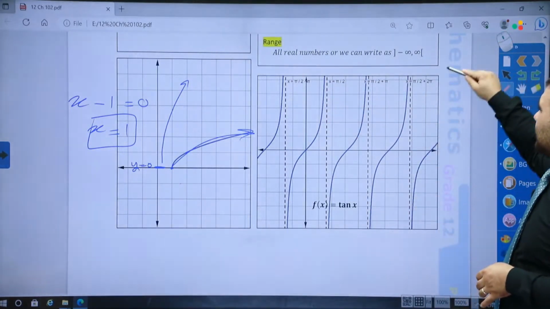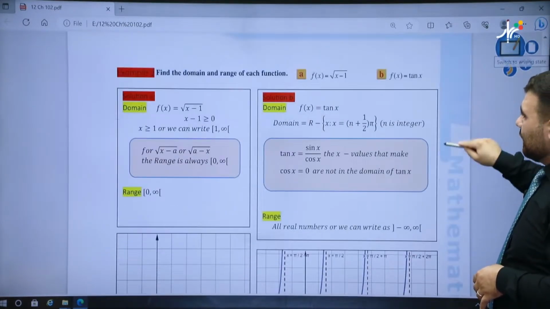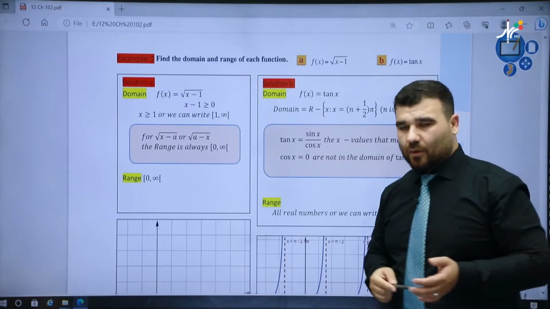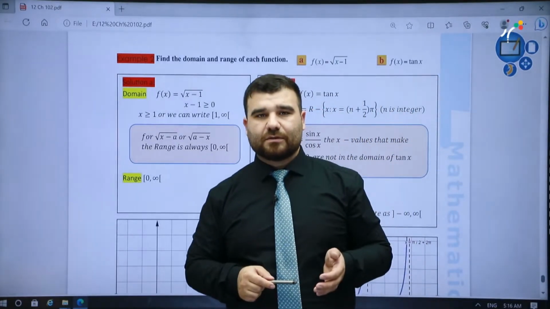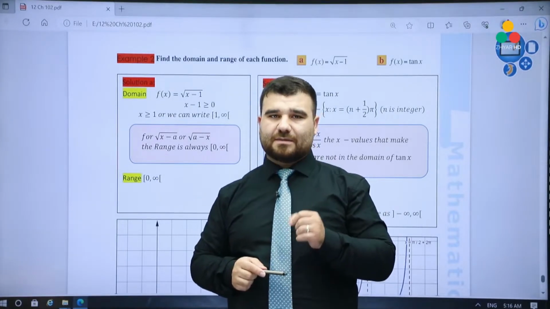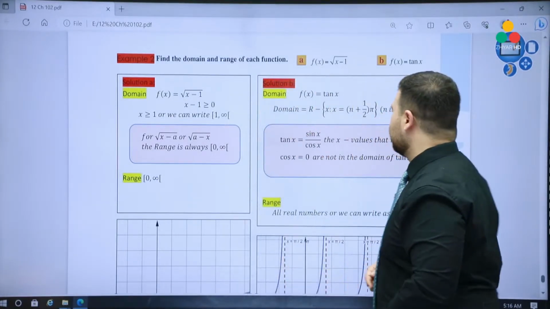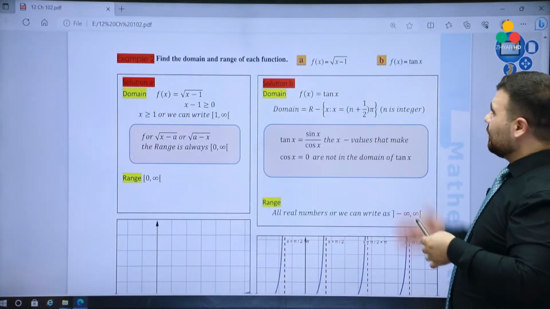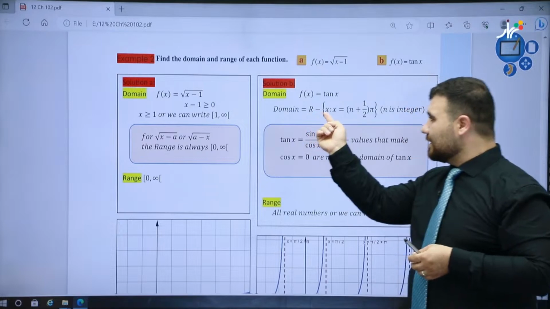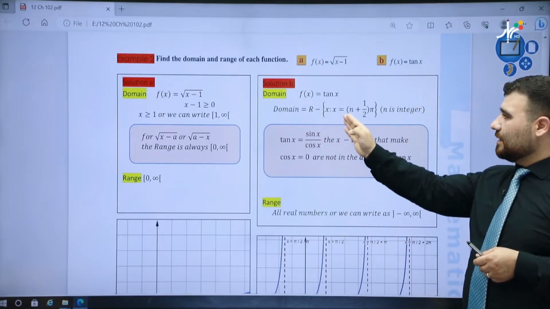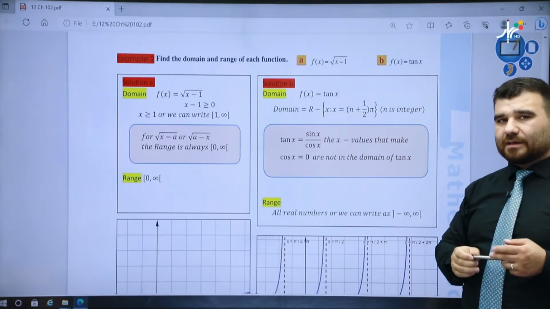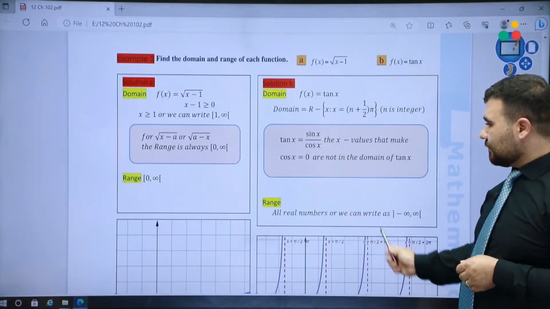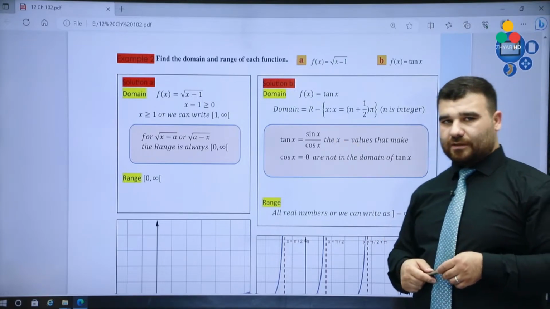While we have the other one, part B, is tan. Firstly, tan is sine over cosine. Whatever value makes cosine 0, it means this value has problem with tan. Then what makes cosine 0? N plus 1 over 2 pi. It means domain of tan is all real numbers except an x value that is like n plus 1 over 2 pi, and n is integer. And it's explained here. Range of tan is all real numbers.